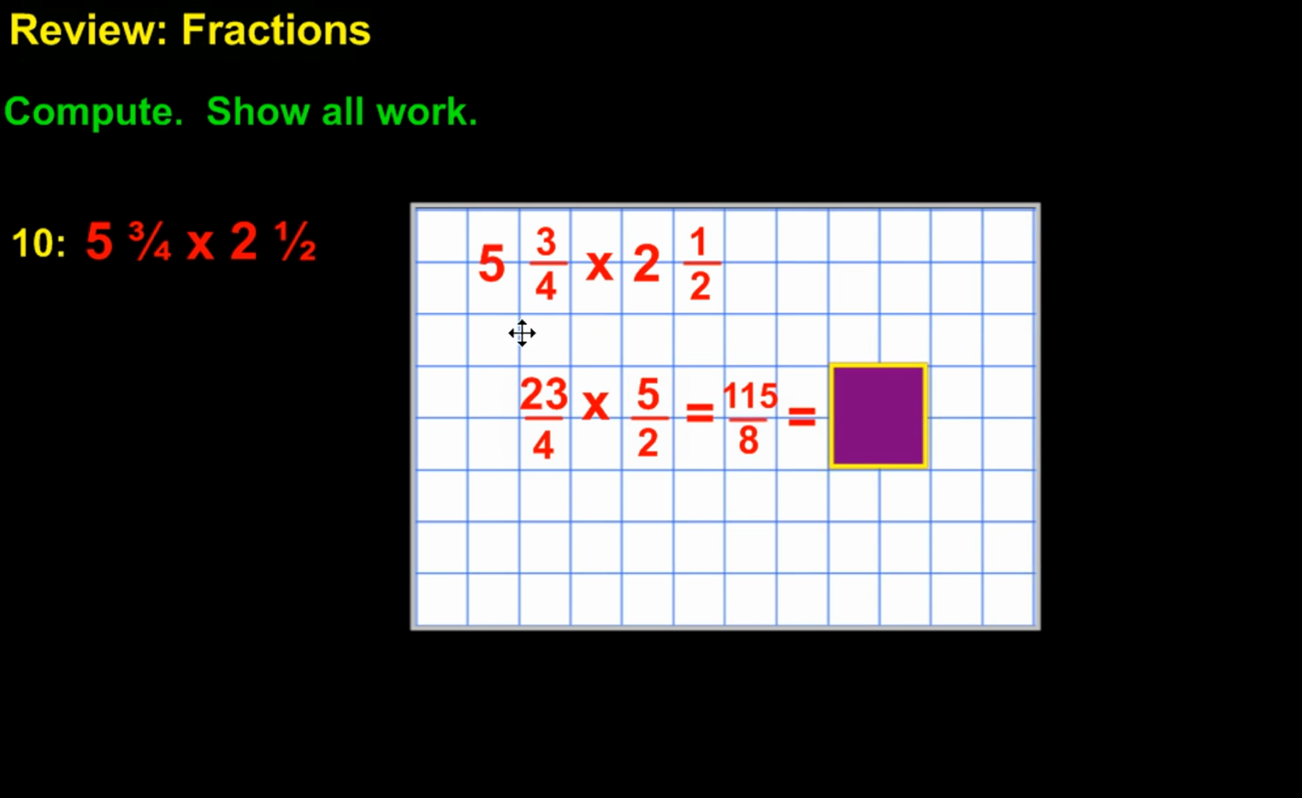Now, because we changed these to improper fractions, our answer is going to be an improper fraction, but we can't leave it that way. We're going to need to change it back to a mixed number. So 115 and 8. 8 goes into 115 14 times with 3/4 left over.